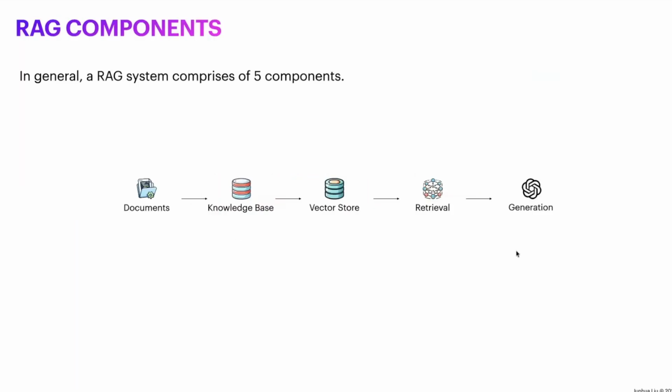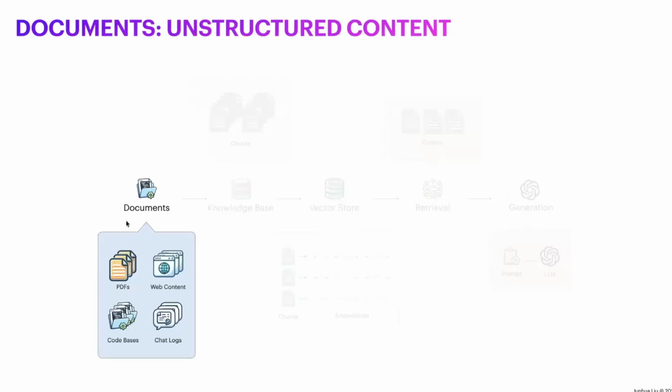Okay, next, let's move on to the RAG workflow. In general, a RAG system comprises five components. We have the documents, the knowledge base, the vector store, the retrieval algorithm or retrieval engine, and the generation engine or model. Typically, the documents have multiple sources and come in multiple types, in an unstructured or semi-structured manner.